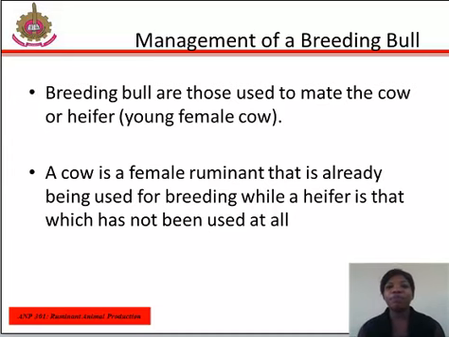Exercise is also important for the breeding bulls to prevent sluggishness. Breeding bulls must be upstanding with good legs, and also the hooves must be trimmed regularly to prevent overgrowth, foot rot, or lameness. So a cow is a female ruminant that is already being used for breeding, while a heifer is a young female ruminant which has not been used at all.